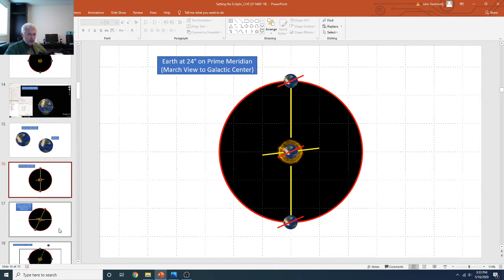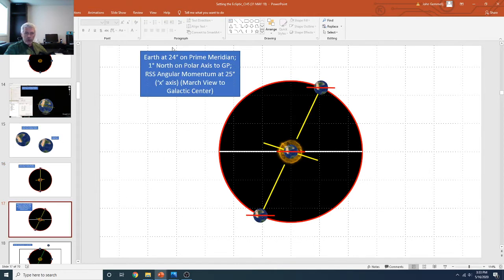Alright, so where am I going? I'm going back down. Okay, Earth at 24 degrees in prime meridian, 1 degree north on polar axis to galactic plane. Raw solar system, angular momentum at 25 degrees. And the reason I'm saying raw solar system is because I felt like our solar system needs a name. Like I mentioned it in another video.